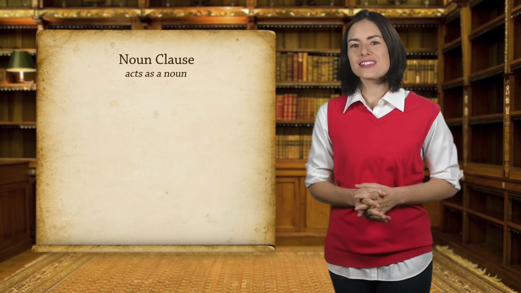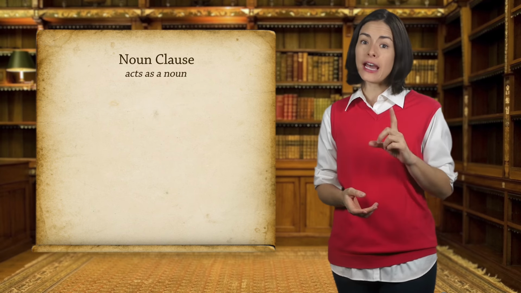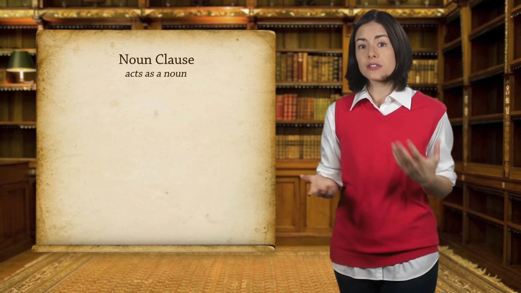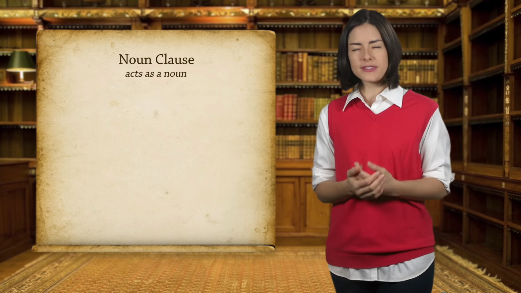Finally, let's look at noun clauses. Noun clauses are dependent clauses that act as nouns. A noun clause can take the place of a noun, but remember, nouns can do lots of things. A noun can be the subject of a sentence, or a direct object, or an indirect object, or the object of a preposition. Let's see some examples.